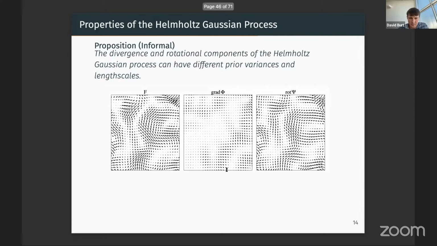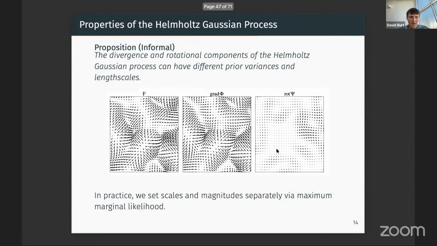And so what that looks like in practice is, here I have a field which I've simulated by sampling from the Helmholtz GP prior. In this case, I've made the magnitude of the divergent component quite small. And so you can see that grad phi is quite small. So the field is primarily rotational.